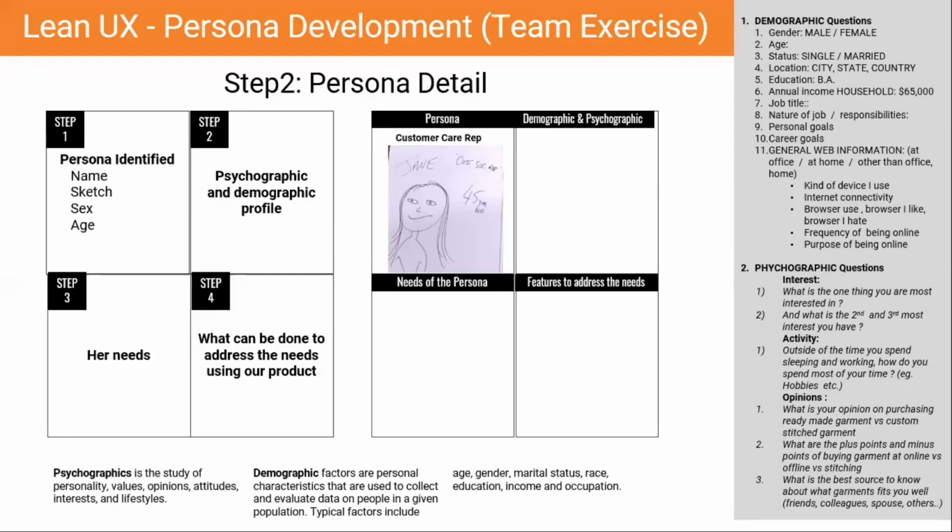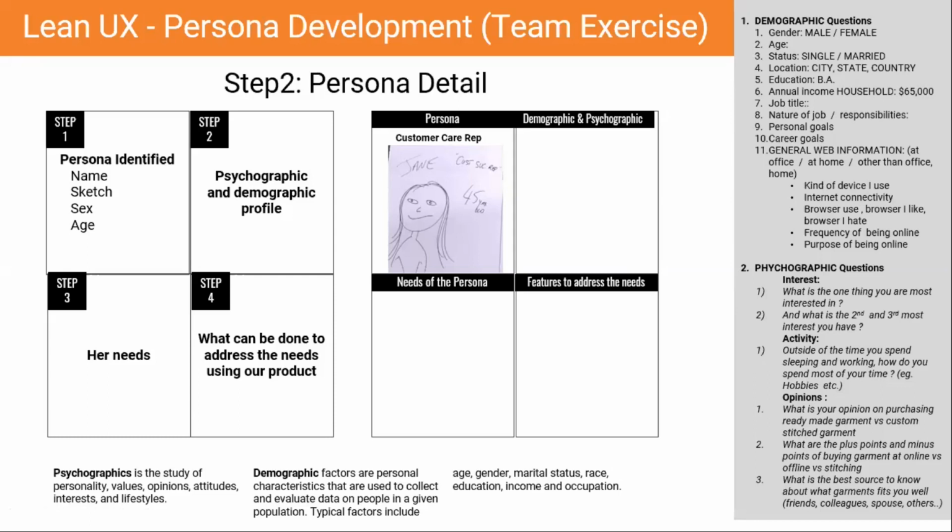Now, okay, you have identified the personas. Now you're going to expand the persona. What we mean by expand the persona is that now that you've identified the shortlisted two personas, customer care reps, you're going to detail out these personas: what kind of background they come from, what kind of interest they have, and what are their needs. Based on the needs, you will identify what features would be required to be incorporated in the product. That's what you're going to identify.